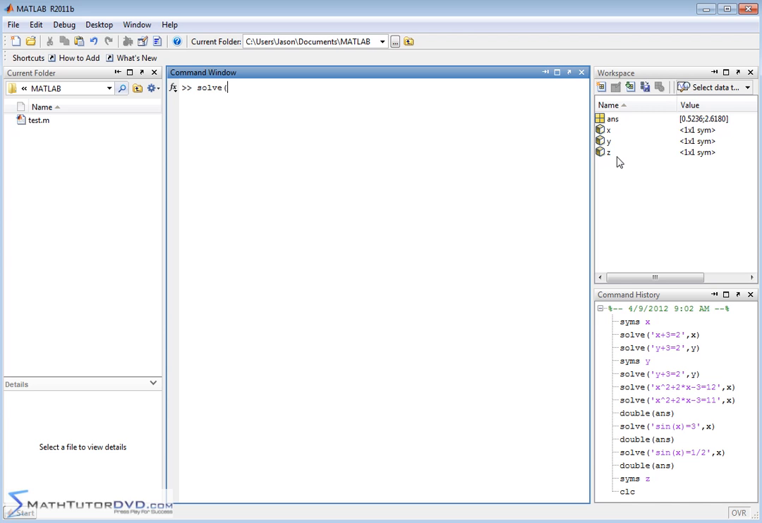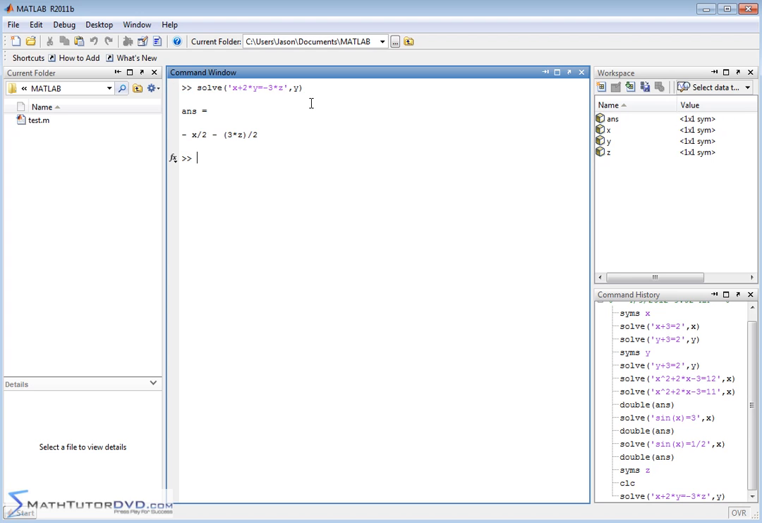Now let's do something a little different. Let's say we have solve, and I want to make another type of equation here: x plus 2y is equal to negative 3z. Let's solve this for y. So here's our syntax: x plus 2y is equal to negative 3z, and we're going to solve for y. Notice that x, y, and z have no values. They don't have any numbers associated with them. We're basically just solving this equation for a variable algebraically. And you can see that when you do that, y is equal to this stuff right here.